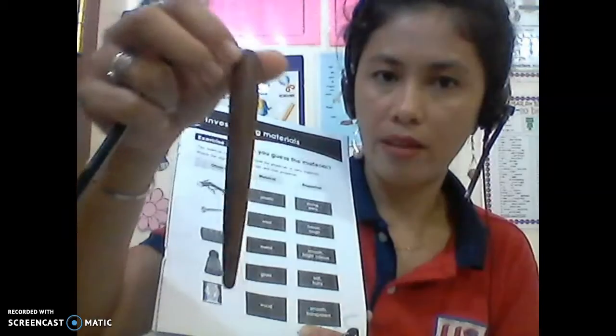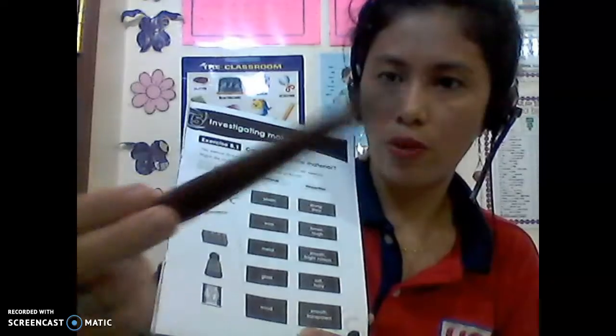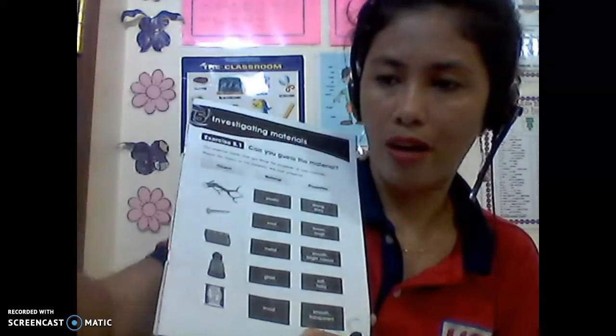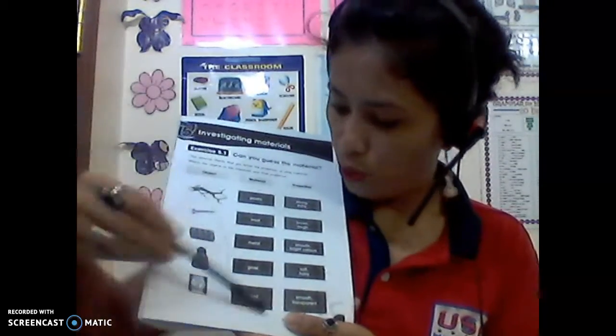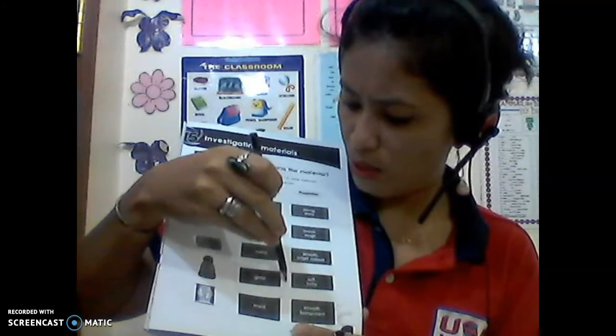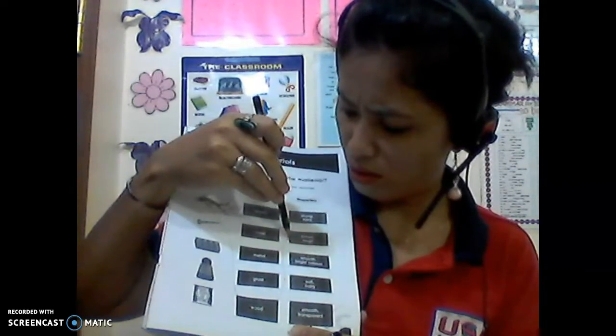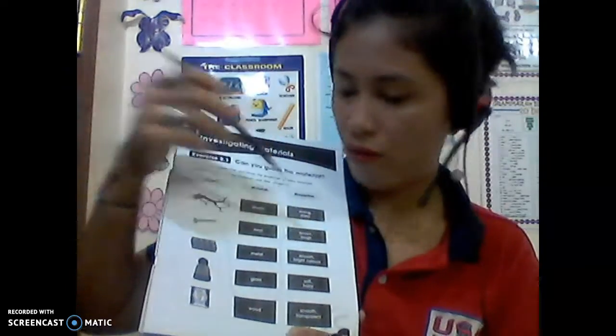This is a massager, used to massage. So this one is made of wood and its color is brown. So the properties of the wood are that it's brown, and also it's not smooth, it's rough.